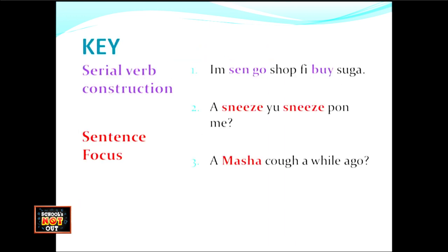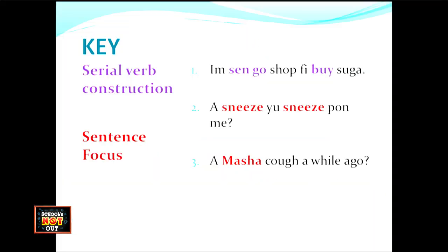Let us see. Definitely, we have a serial verb construction. Im sen go shop fi buy sugar. We have 3: sen, go, buy. Then we have sentence focus.